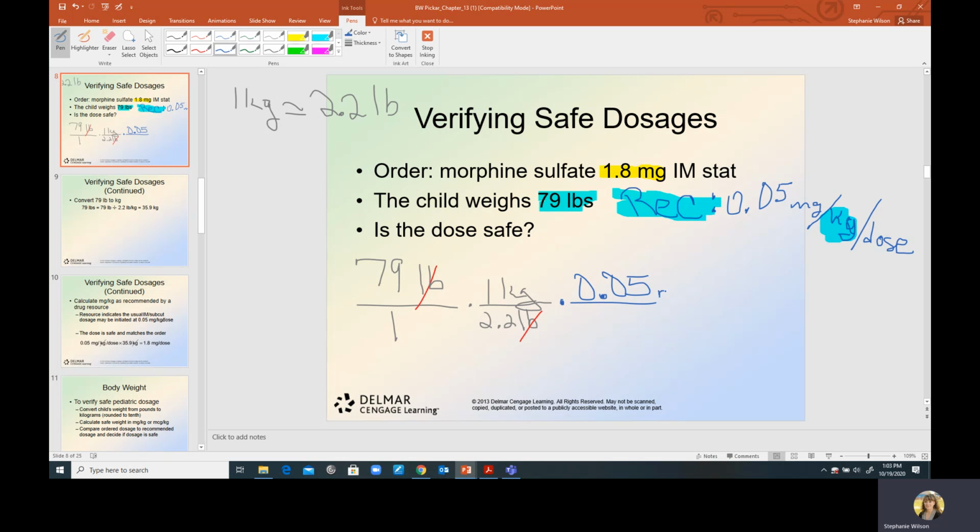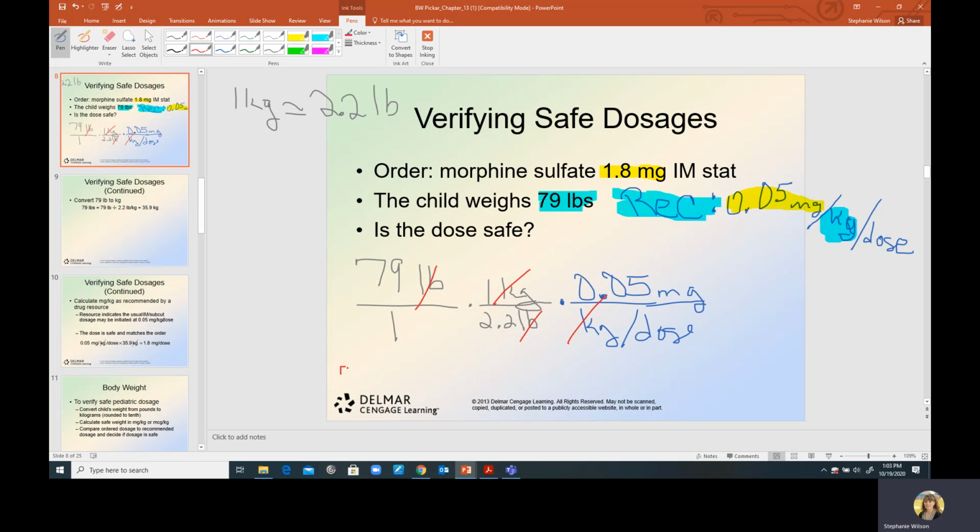Now remember this: the milligrams, the first part of this, always goes on top, and the rest goes on the bottom, okay? And what happens? I'm able to mark out the kilograms and I'm left with milligrams per dose. This is going to give me my answer, right? Is this safe or not? So now, what I've got left, let me clean this up.